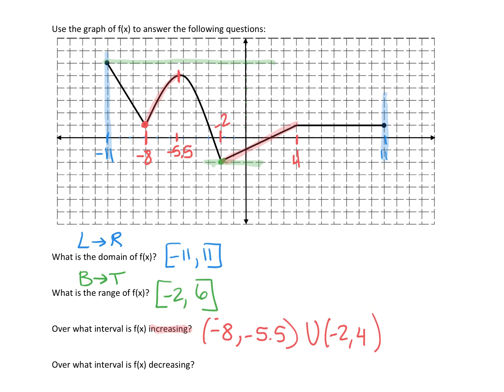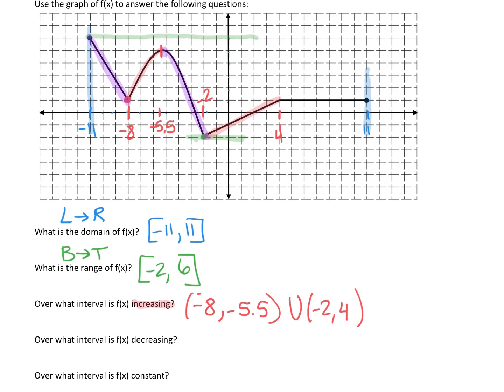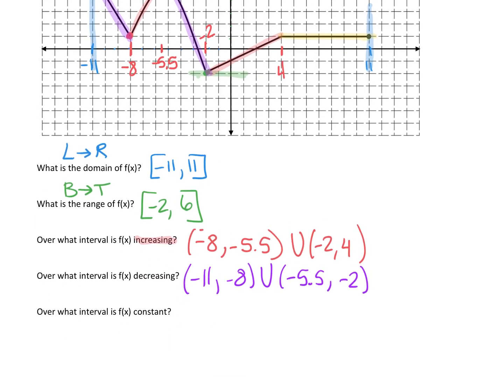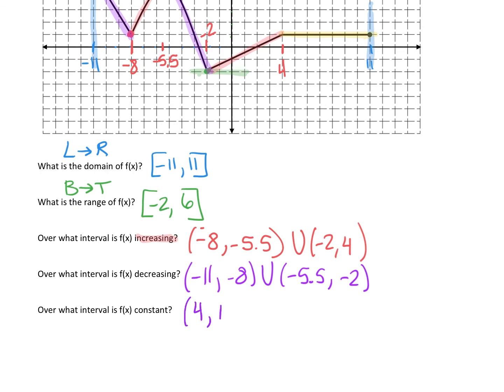All right, decreasing. So we said this first section is decreasing. Then it decreases again here. So those are the two sections where it's going to decrease. So it's going to decrease from -11 to -8, and then from -5.5 to -2. This last section here is constant. So from 4 to 11, it's constant. So under my constant, I'm going to say 4 to 11.